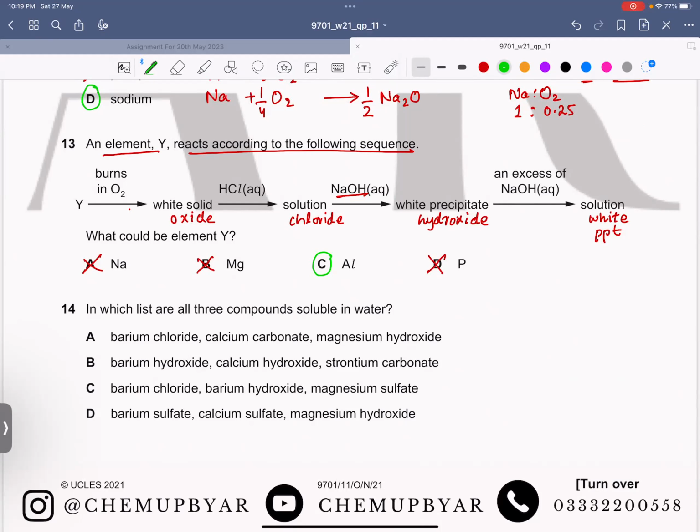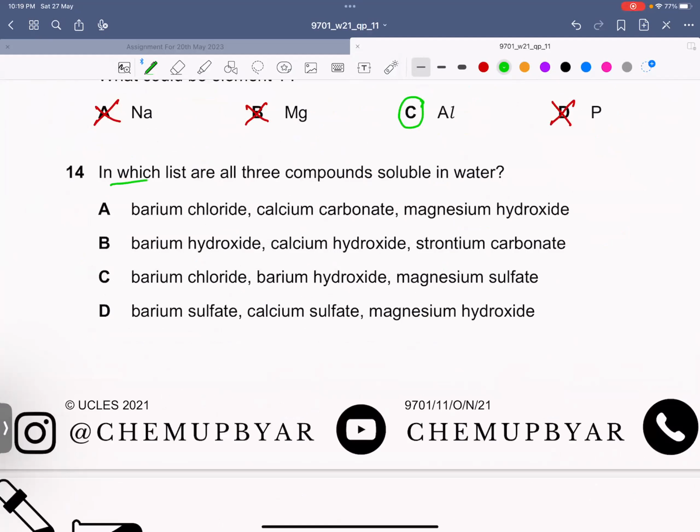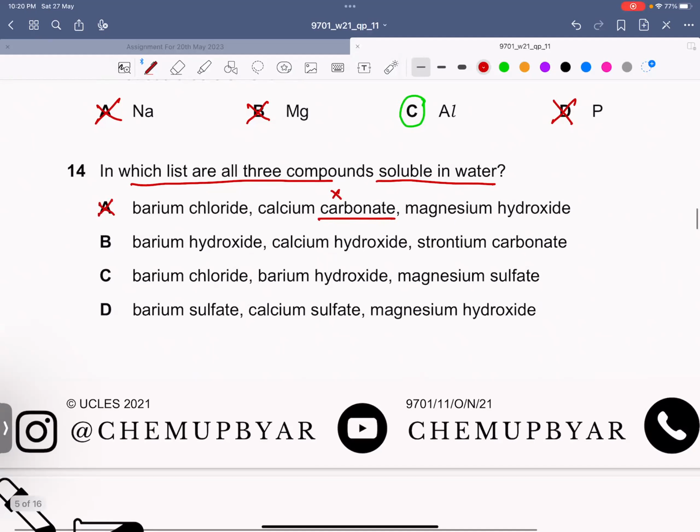Now, question number 14. In which list are all three compounds soluble in water? Calcium carbonate. If you recall, group 2 carbonates are water insoluble. So it is not soluble in water. So A goes wrong. Calcium carbonate, again, group 2 carbonates are normally insoluble in water. So B goes wrong.